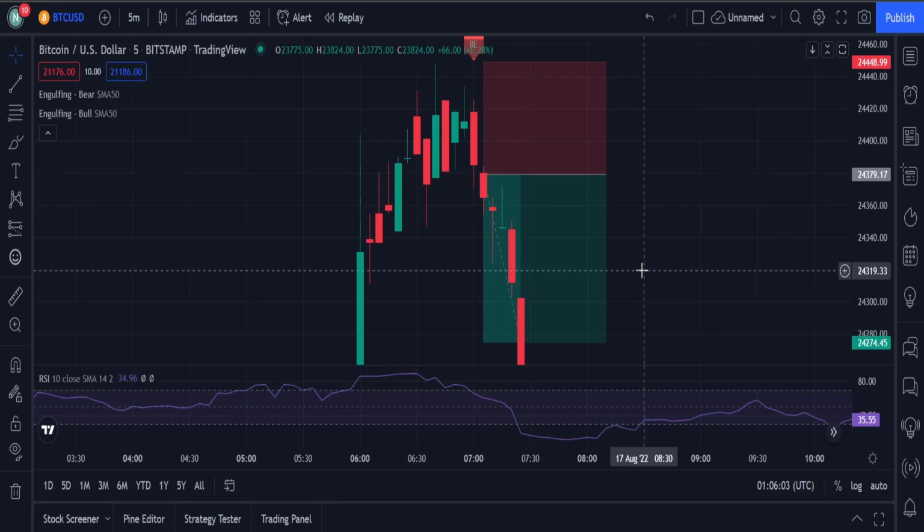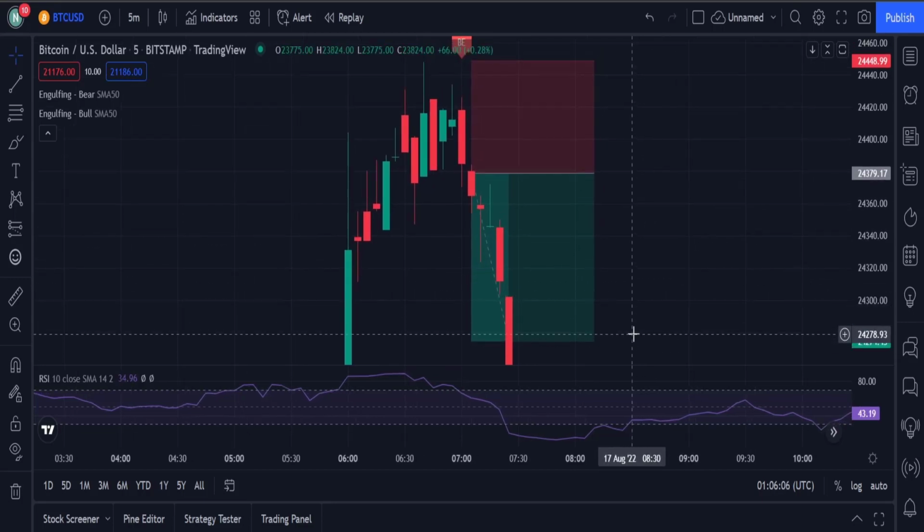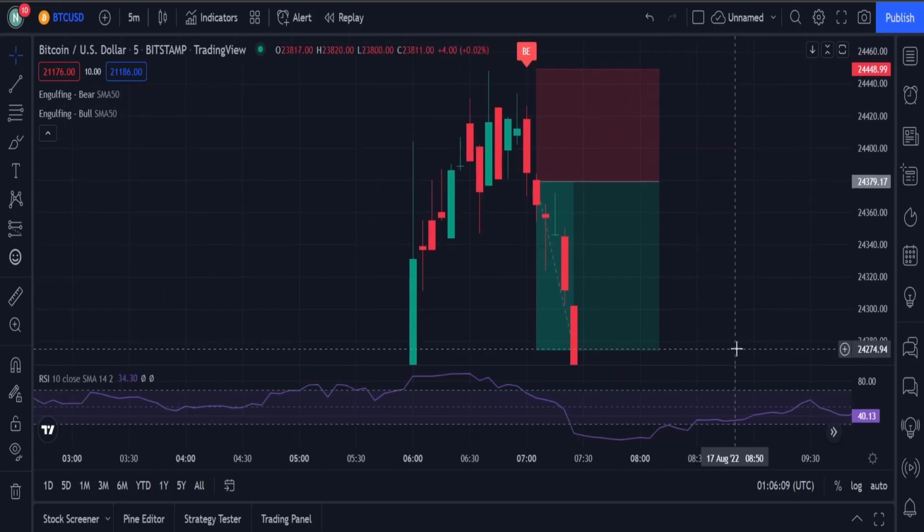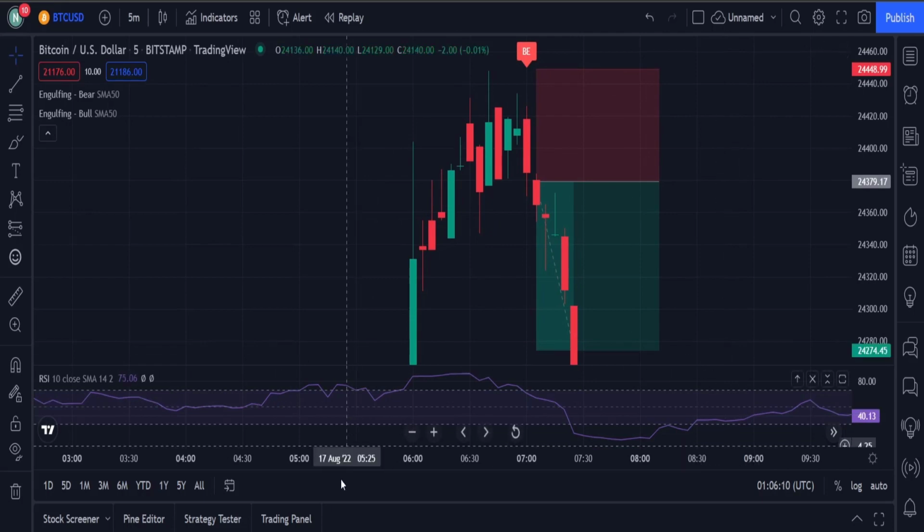So again, for short trades, you want the RSI above 70 first, and then you wait for a bearish engulfing candle to form and bring the RSI back below 70. And when it closes, we would get in on the next candle for a good sell trade. Now let's take a look at some more examples.